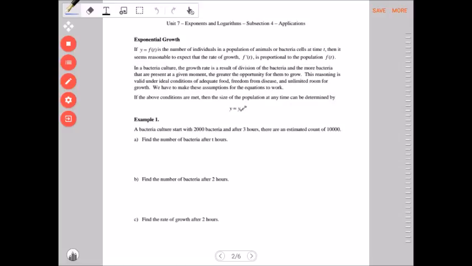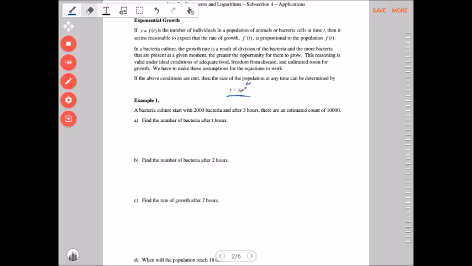In a bacteria culture, the growth rate is a result of division of the bacteria, and the more bacteria that are present at any given moment, the greater the opportunity for them to grow. This reasoning is valid under ideal conditions of adequate food, freedom from disease, and unlimited room for growth. We have to make these assumptions in order for the equations to work. If the above conditions are met, then the size of the population at any time can be modeled by this crazy little equation: y equals y0 e to the kt.